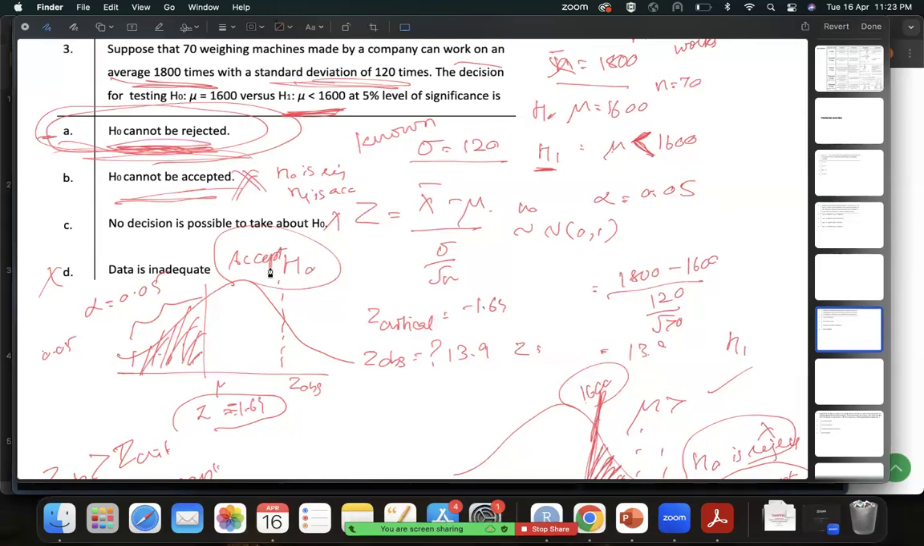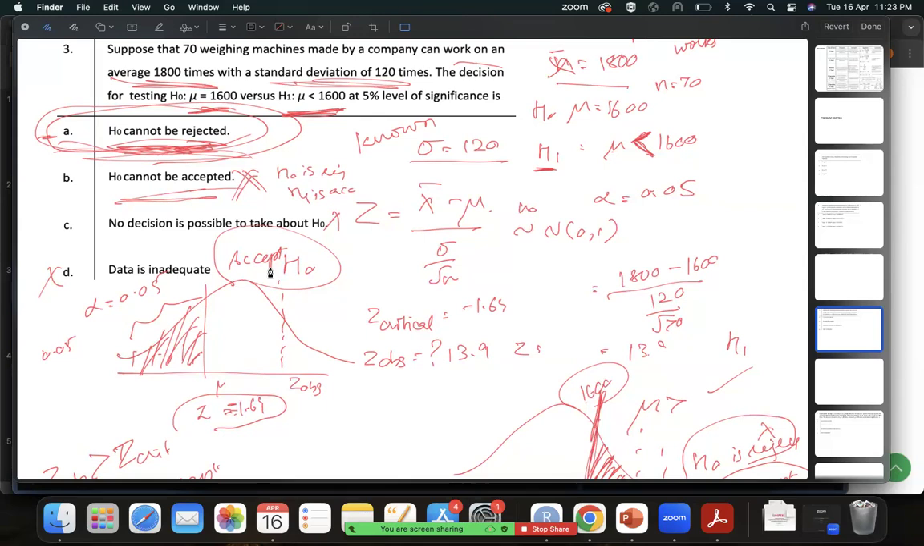Option A means that H0 is not entirely proven true, but it can't be rejected either. So your null hypothesis holds, but it's not exactly 1600. So you just have to say H0 can't be rejected. So we go with option A.